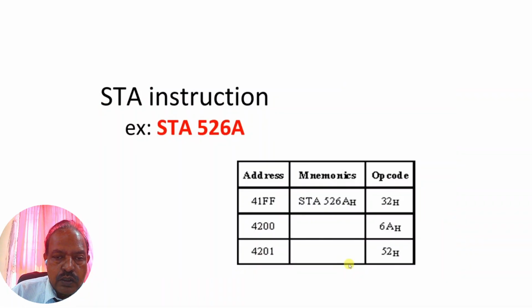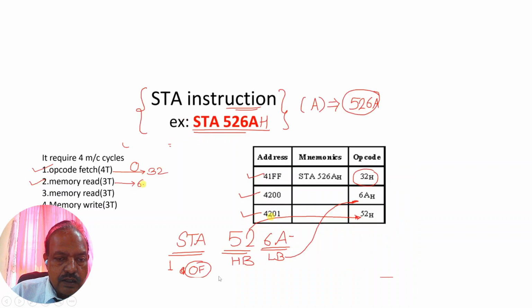Then suppose I am going for the STA instruction, STA 526AH. Two things are there. First of all, with the opcode, suppose 32H is the opcode, and 6AH is the data I put there. This is the lower byte and the upper byte is 52H. These three things I wanted there. Then the opcode fetch takes 4 T states, memory read takes 3 T states, and memory write also takes 3 T states. So these are the things we know.